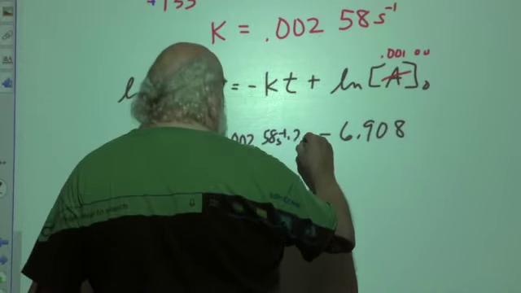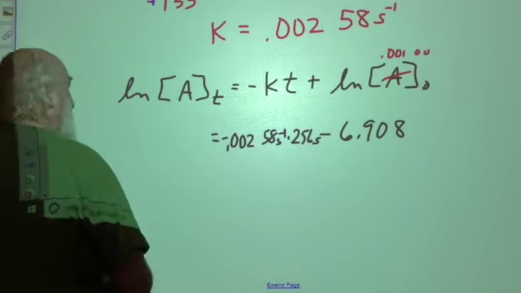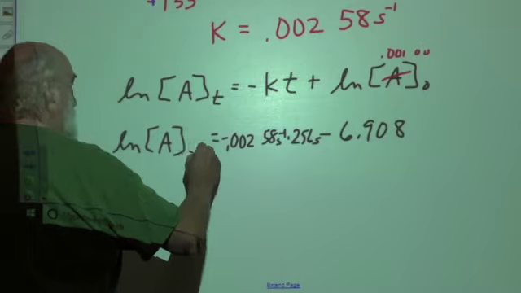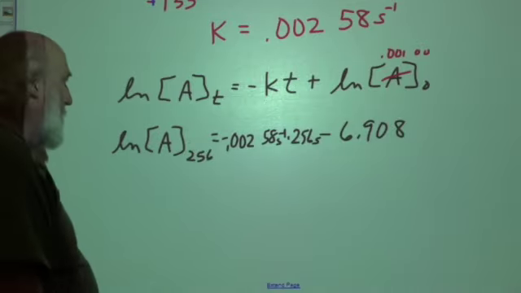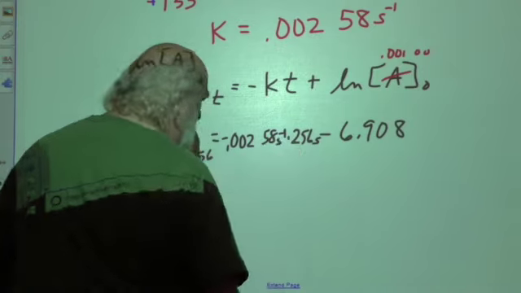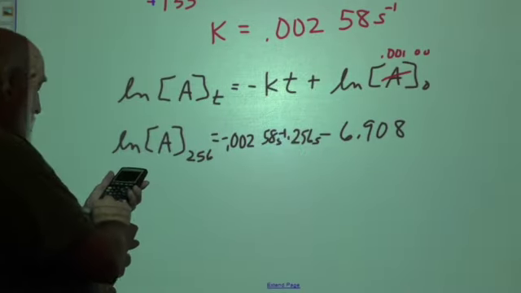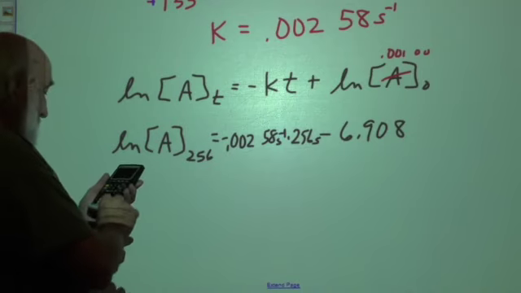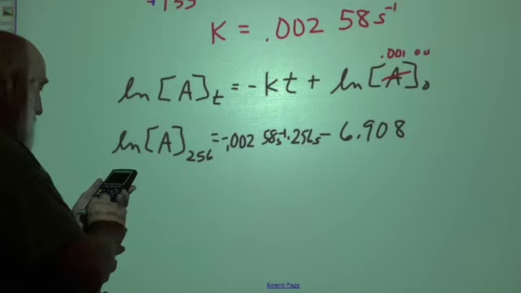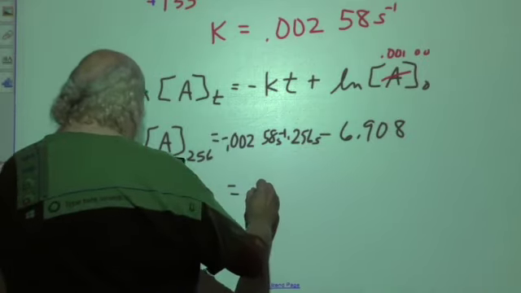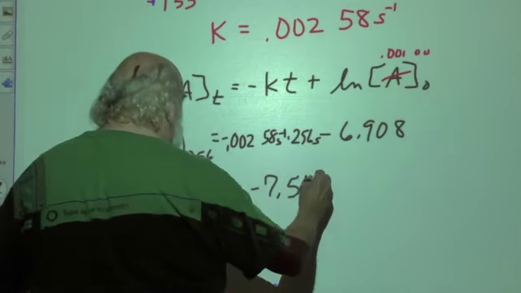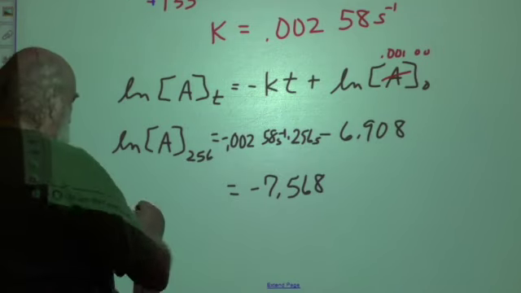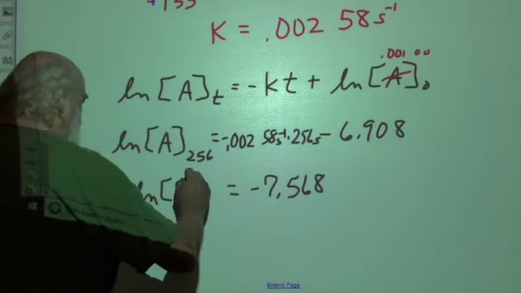Times the time, 256 seconds. And that'll equal the natural log of the concentration of A at 256. That's a -1 for the S's. So we have -0.00258 times 256 minus 6.908, and I get a negative 7.568. Again, I'm going 3 decimal places until I get to the final answer, then I'll go to 3 figs. This is the natural log of A sub 256.